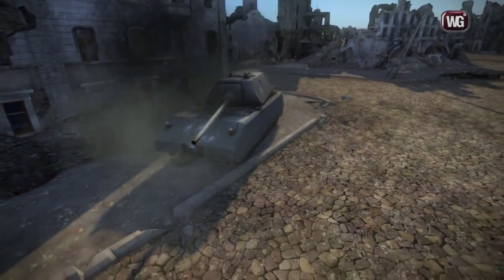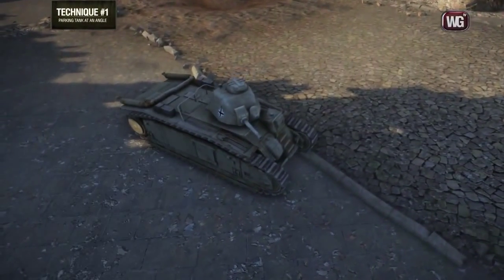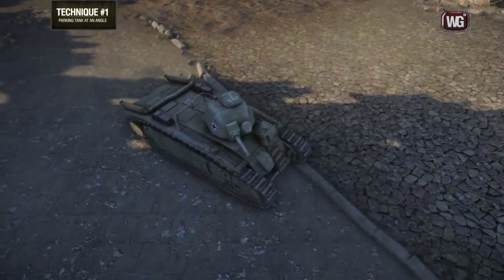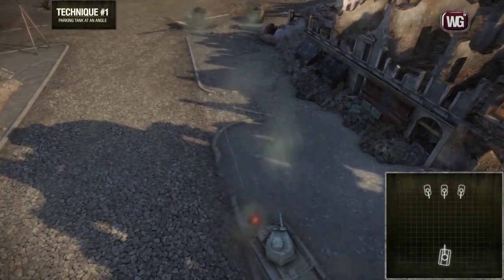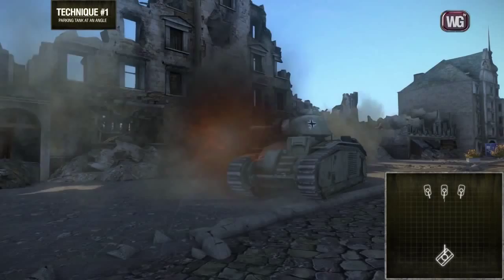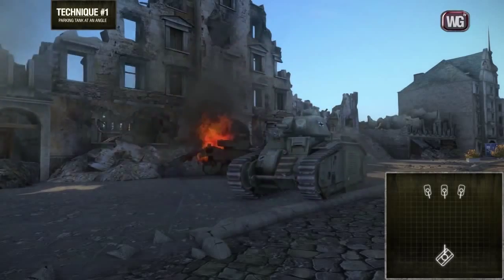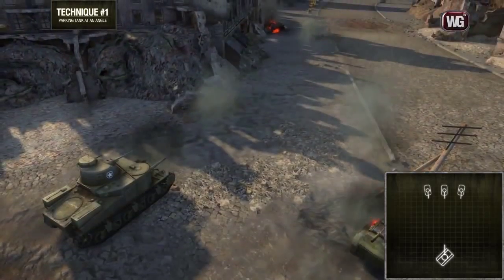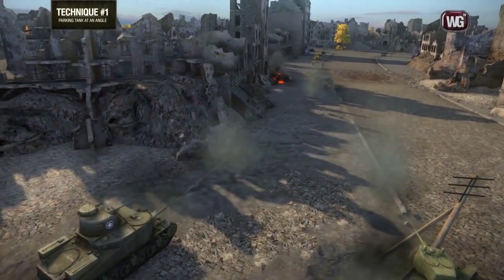So let's go. Technique number 1. Parking your tank at an angle. This is the so-called invincibility position. You should position your tank so it is diagonal to enemy tanks, so their shells will hit your armor at an angle and the effective armor thickness will be at its peak. To do this right, you should be familiar with your tank's armor. If you do it just right, the enemy will have considerable difficulties trying to penetrate your armor.